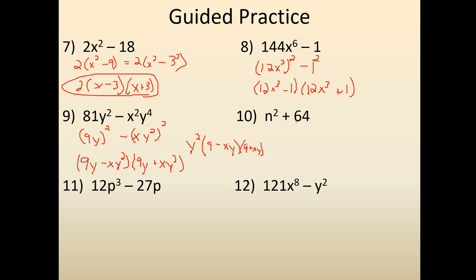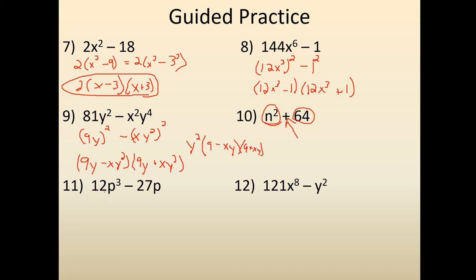Going to here. Now this one's easy enough. This cannot be solved, even though n squared is a perfect square and 64 is a perfect square. This is a positive, so this cannot be factored using difference of two squares. So I'm going to move on to here.